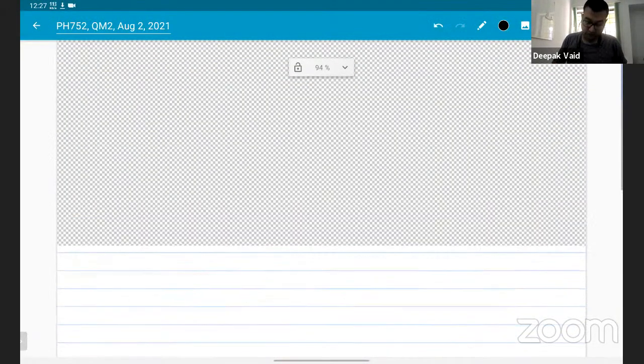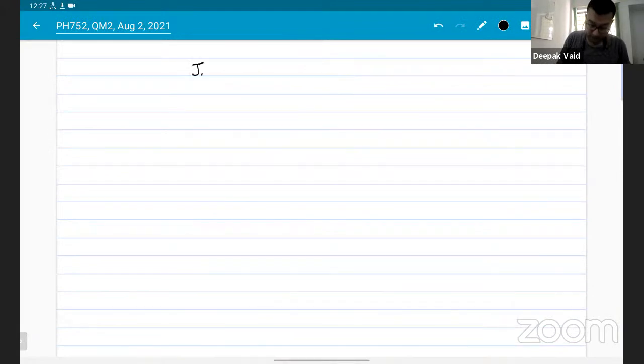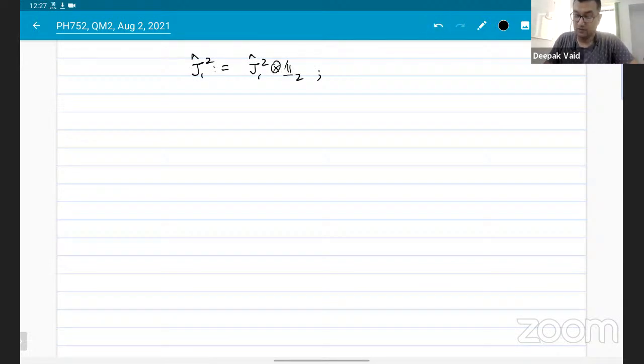Let's look at what we mean by J1 square. When I write J1 square, what I actually mean is J1 square tensor product I2, right? Because you have to remember that we are working with a composite Hilbert space. Similarly, J2 squared is I1 tensor the single particle J2 squared, okay?